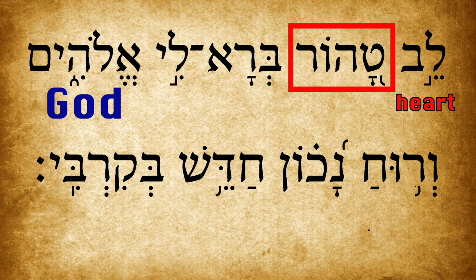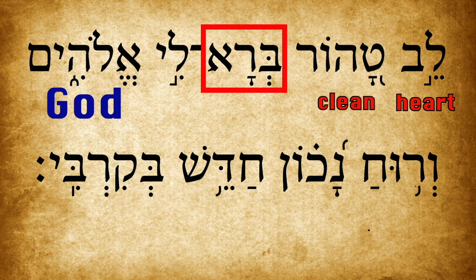Now, the second word, tahor, it's a verb, but it's being used as an adjective, and it can mean clean or purified. We're going to go ahead and translate it as clean. And the next word, bara, is the verb. Now, this word is almost always translated as create. For example, it's the same word used in Genesis 1:1. In the beginning, God created.